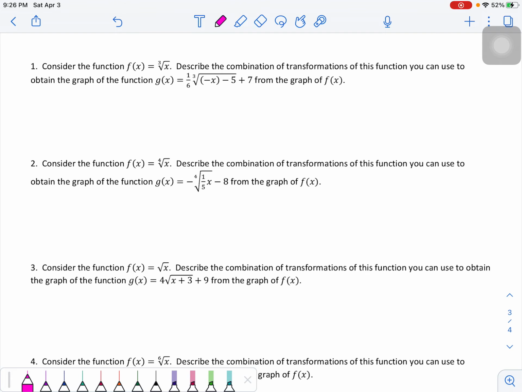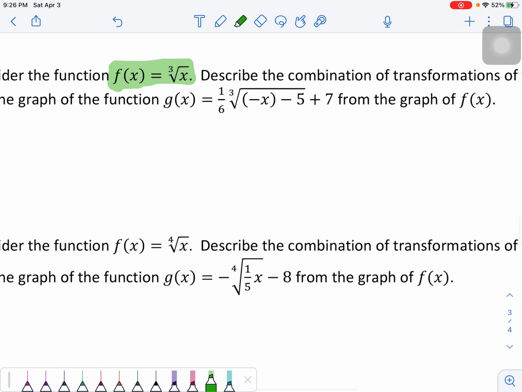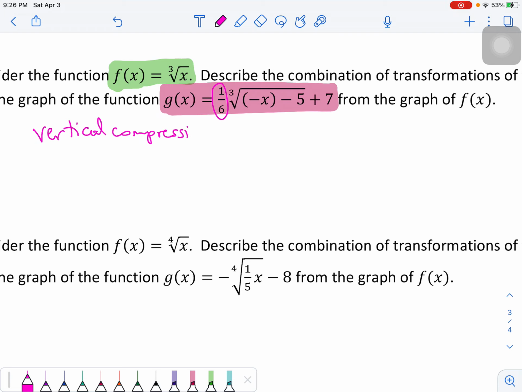So problem number 1, we have a parent function here of the cube root function, and we were asked to describe the combination of transformations that create this new function, g of x. Now, there are a lot of things going on with this new function. So, first things first, we have a 1/6 in front of the cube root. That is going to be a vertical compression by 1/6.